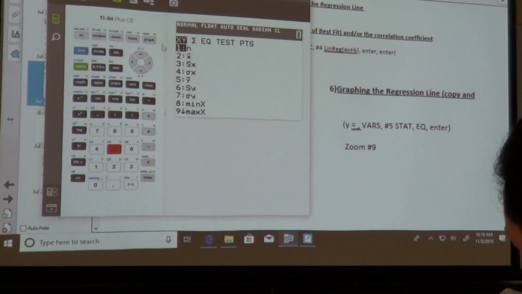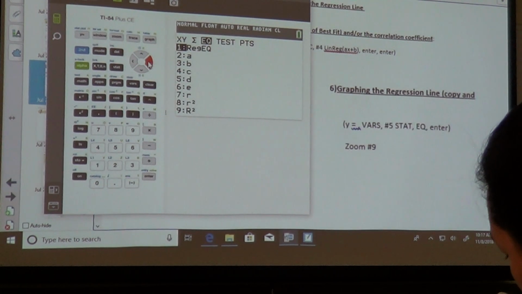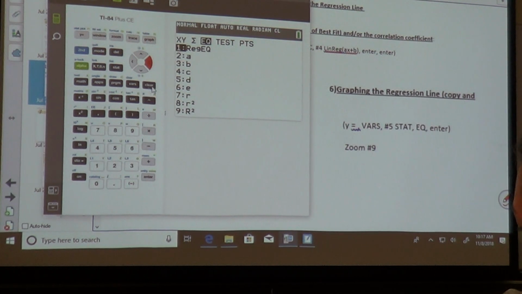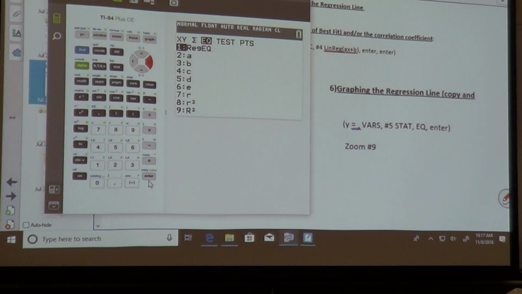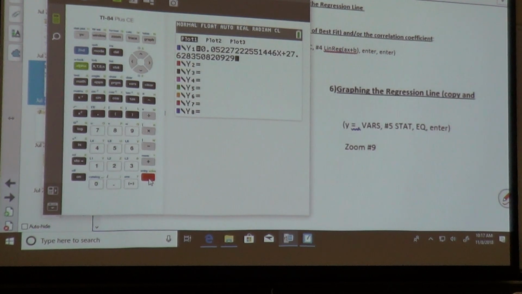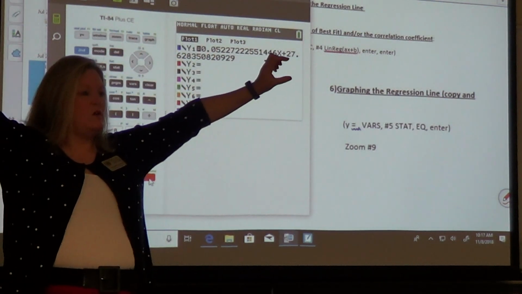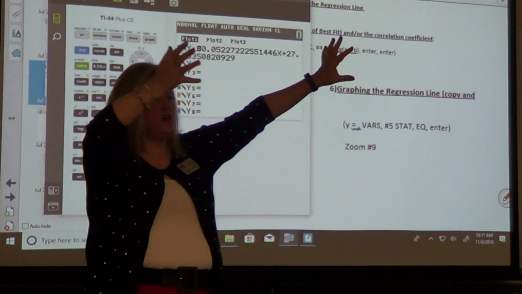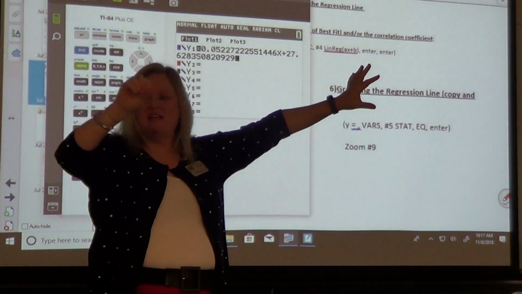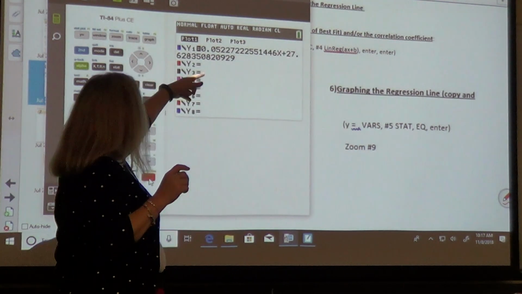Then we go over to EQ because it's an equation, and number 1 because it's a regression equation. This is linear regression. And when I hit enter, I just sucked all that over. Now, your calculator probably has it all on one line, so you just have to scroll over to see it. I made mine so that it's 2 lines so that you can see everything.